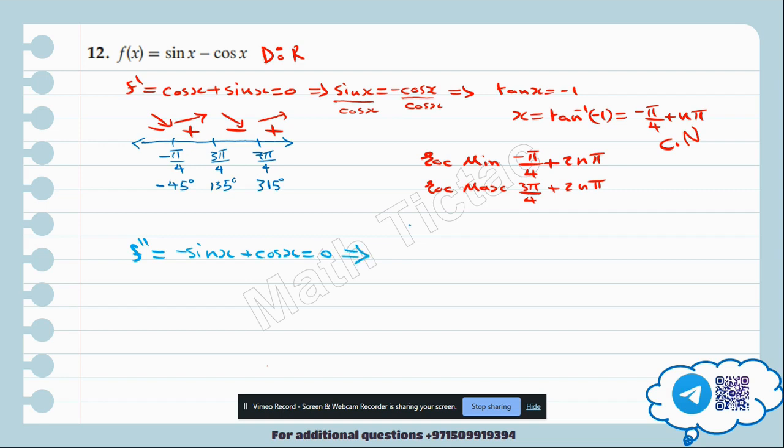Okay, so moving the sine, that will give me cosine x equal to sine x, then divide by cosine x, and that will give you 1 equal to tan x. Then x will be equal to tan inverse of 1.